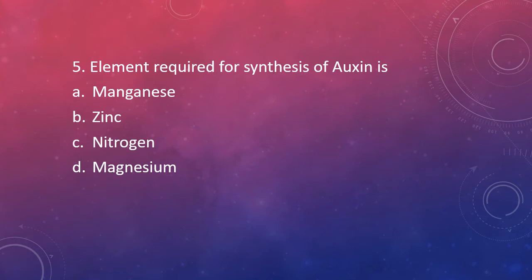Question 5. Element required for synthesis of auxin is manganese, nitrogen, zinc, magnesium. Element required for synthesis of auxin is? The correct answer is option B, that is zinc is required for synthesis of auxin.